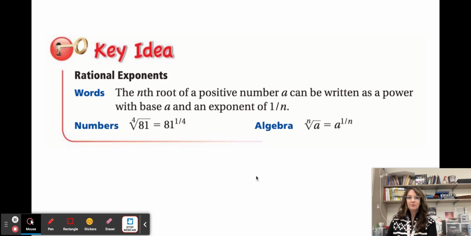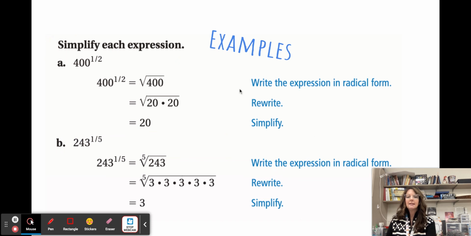In algebra, there's just an algebraic thing. So let's take a look at this. So when we see 1/2, we're still talking about square root. So we're taking the square root of 41. 1/5 means fifth root. And notice that these right now are unit fractions, meaning they have a numerator of 1, okay? And then the index just becomes the denominator.